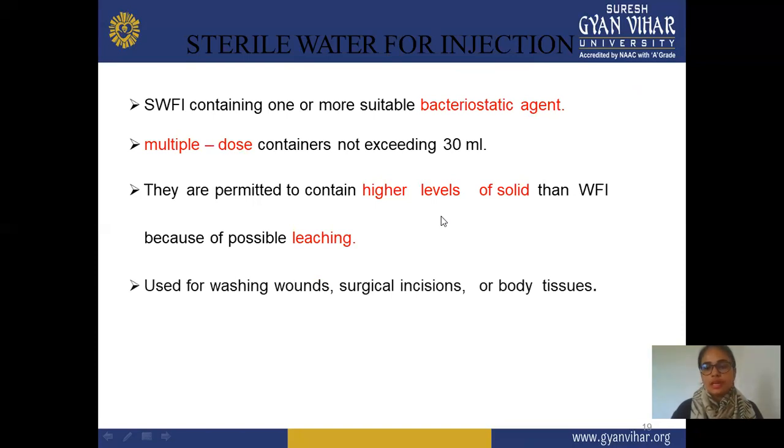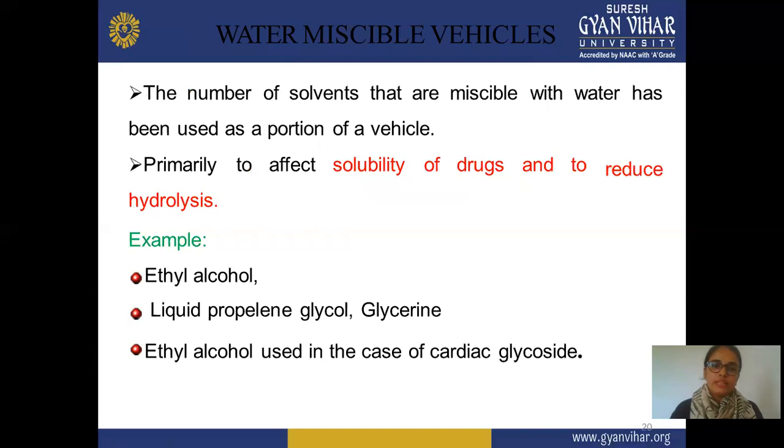And they are permitted to contain a high level of solid water for injection. It means the quality is also high compared with water for injection, and because of possible leaching, it is used for washing wounds, surgical incisions or body tissue. This is not used for administration, but for other purposes like washing wounds, surgical incisions before operation, and body tissue. It directly comes into contact with your body tissue or internal body parts, or is used for cleaning surgical incisions or wounds.